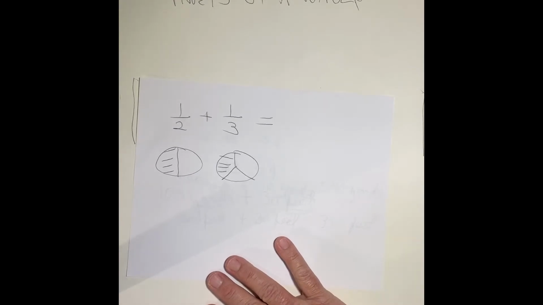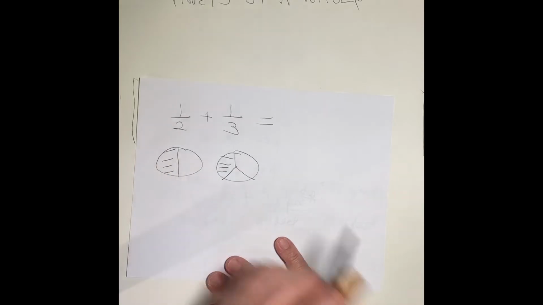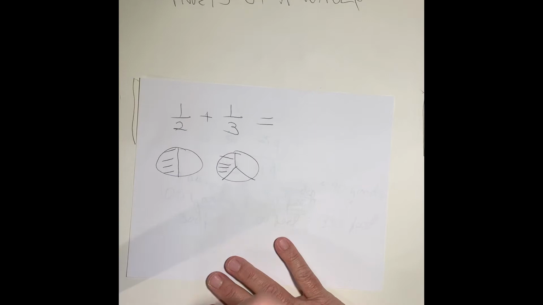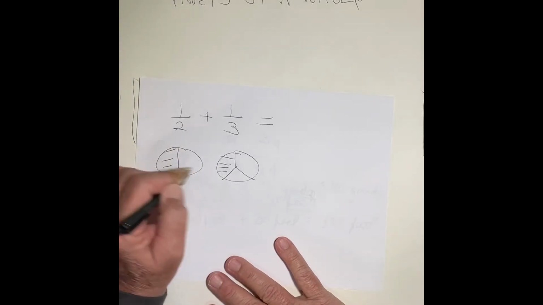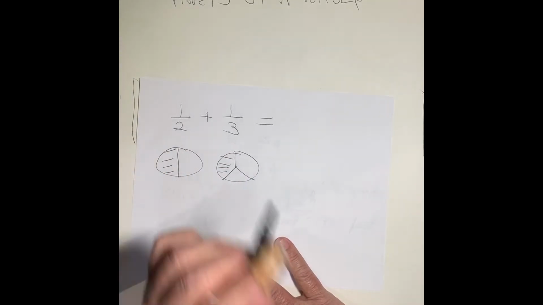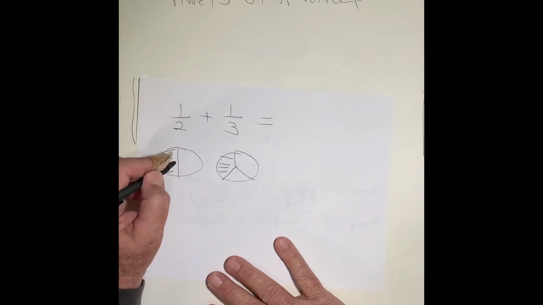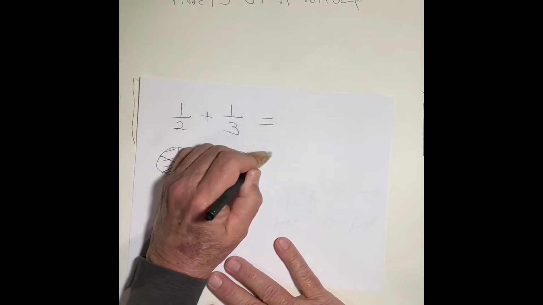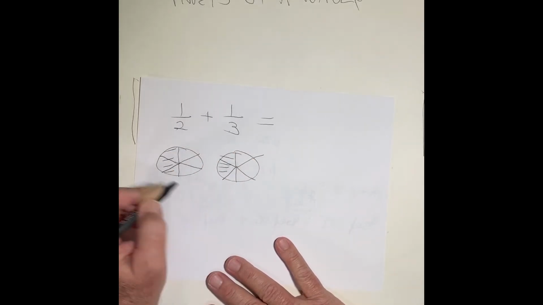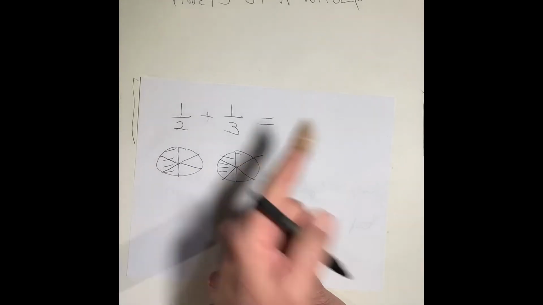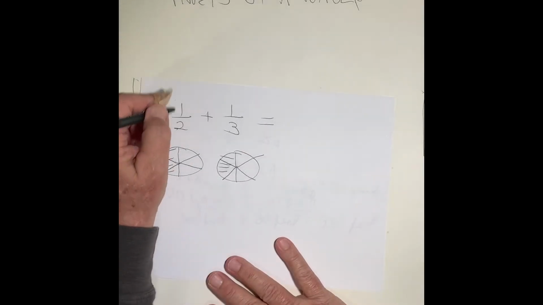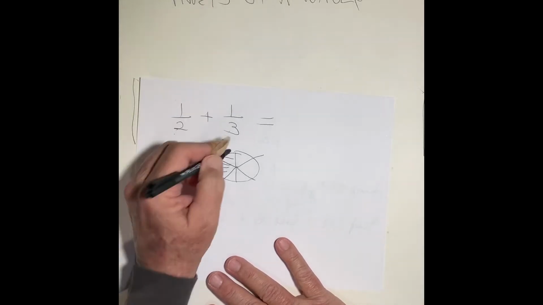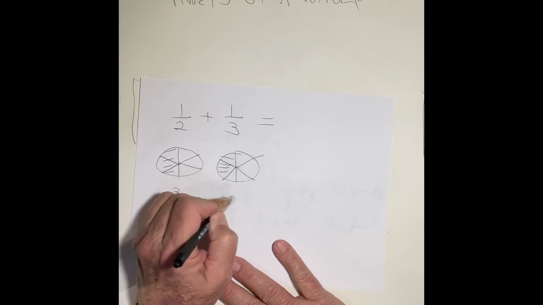Well, one way I can do this is, I know that 2 times 3 is 6. So 2 goes into 6, 3 goes into 6. Oh, you know what? I can cut these pizzas up into 6 slices. If I cut this one up into 3, this one up into 3, and these into 2, now you see that all the slices are the same size. Now I can count them. So 1/2 is the same as 3/6, and 1/3 is the same as 2/6.